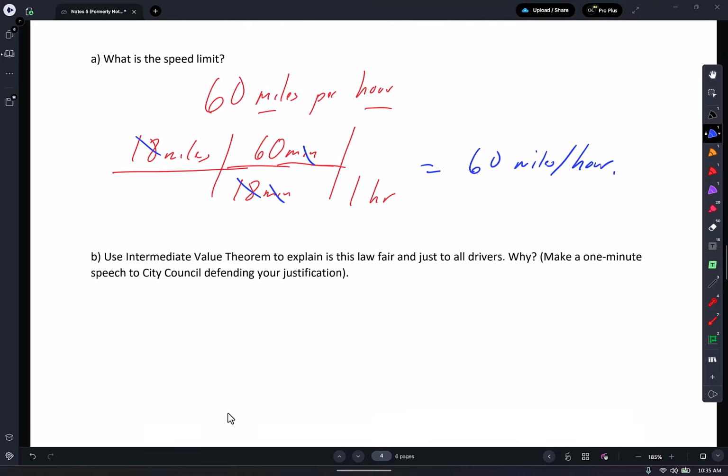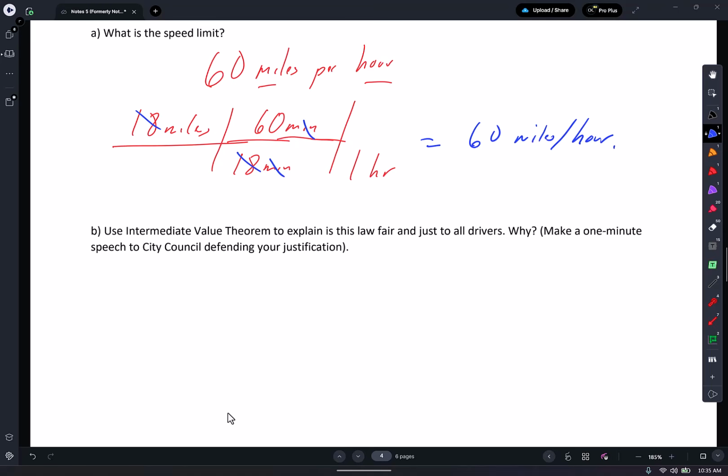Use the intermediate value theorem to explain: is this law fair and just to all drivers? Why? I used to make a 1 minute video, so I'm going to delete that. Years ago, I would make my classes do a little speech, and they could come up and present. Not that I don't want you guys to have fun, but we're running out of time.